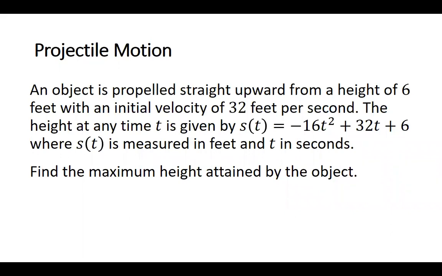So as I said, we're given the equation. They're giving us some background when they tell us the height of 6, but you can see that height of 6 comes into the plus 6. We've been shifted up by 6 because it started at 6 feet. Initial velocity of 32 feet per second, and you can see that 32 in the t there. So we can see where some of these pieces are coming together, but we want to find the maximum height.